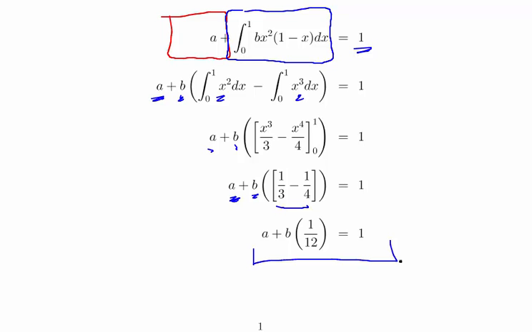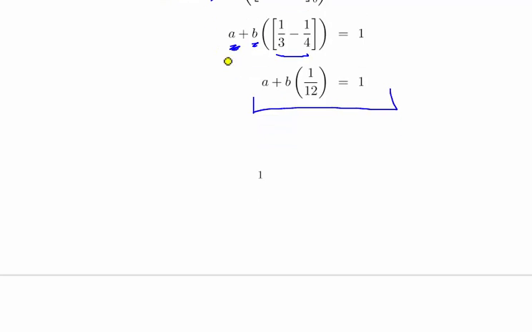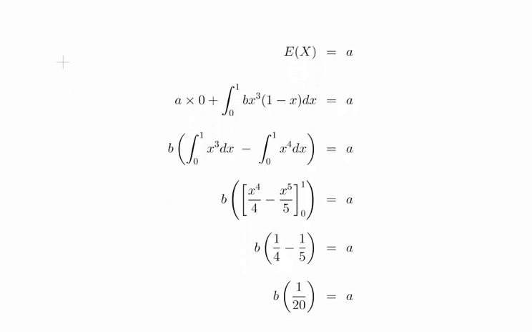So the total area under the curve for the continuous part, plus the probability from the discrete component of the distribution as well. So that's one important equation. Essentially what we're doing is setting up a set of simultaneous equations. Now what we're also told is that the expected value of x is equal to a.